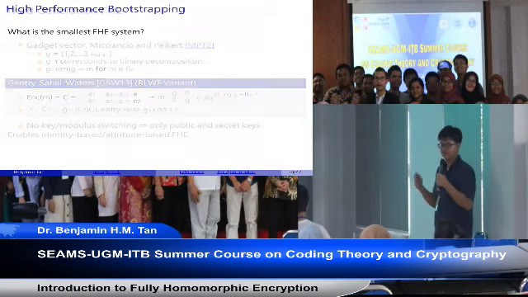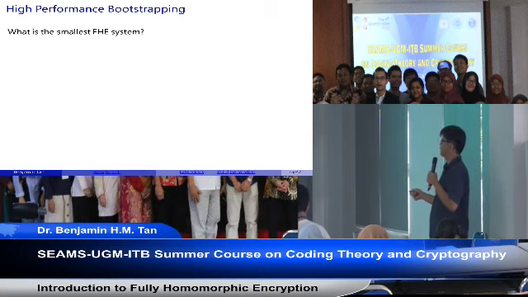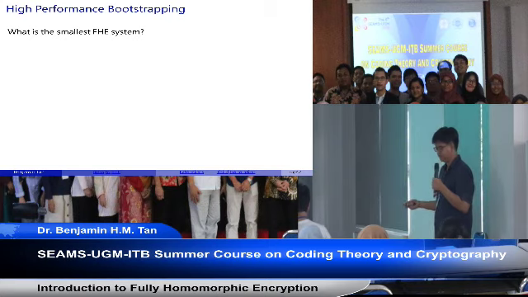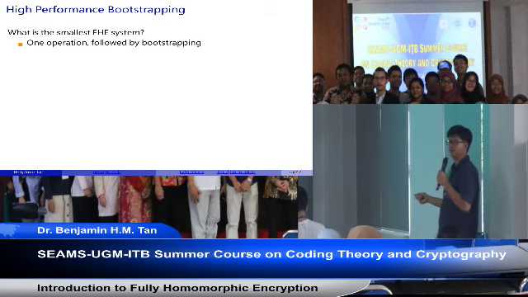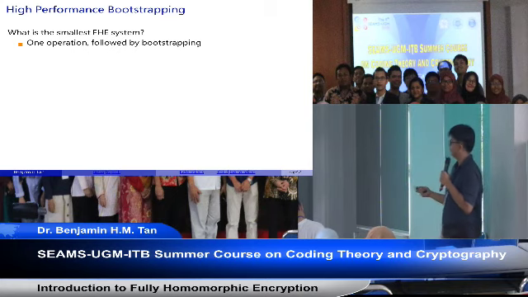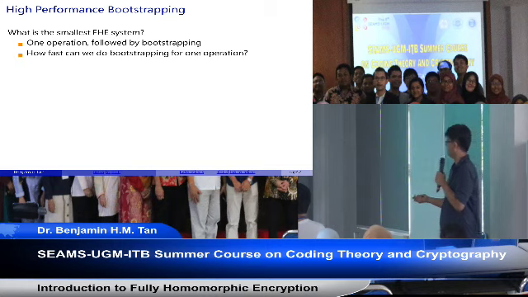So the key innovation for the third generation FHE schemes is this idea of high performance bootstrapping. If you think about it, what's the smallest FHE system that you can produce? It is basically one operation followed by bootstrapping. Then the question becomes, how fast can we do bootstrapping for this model?